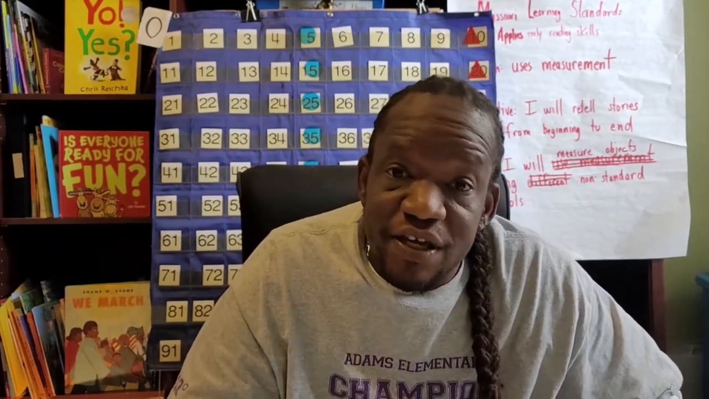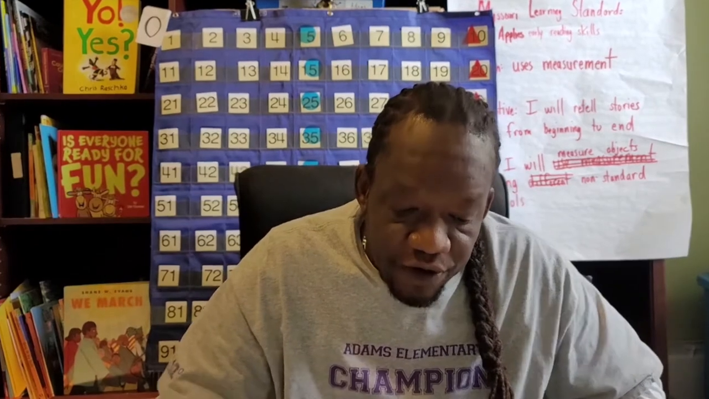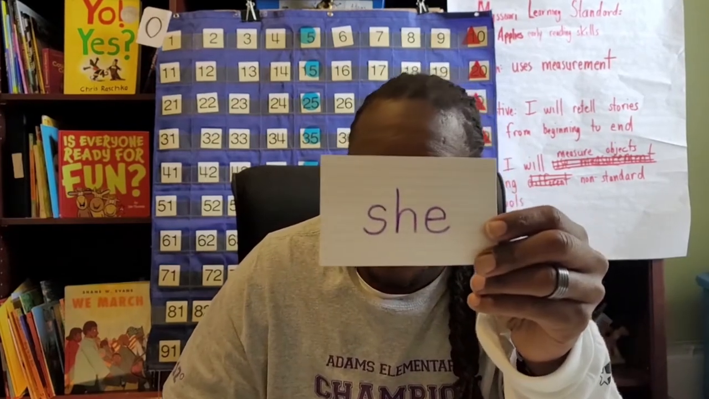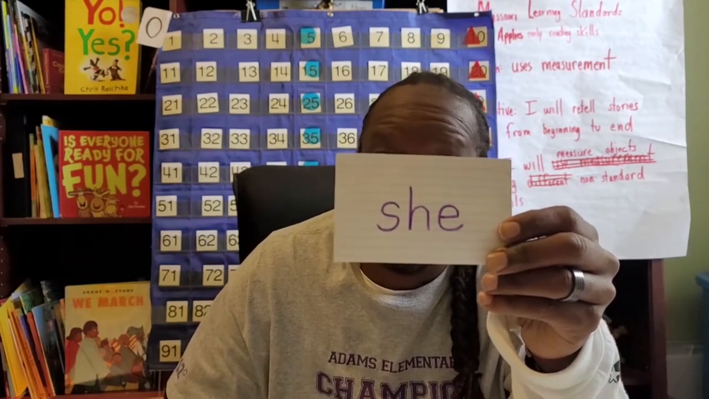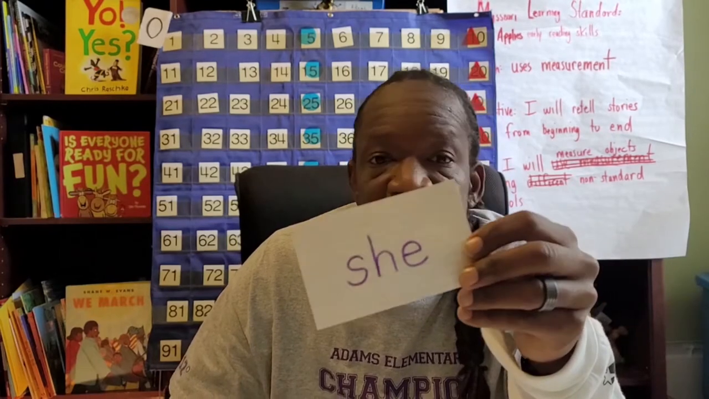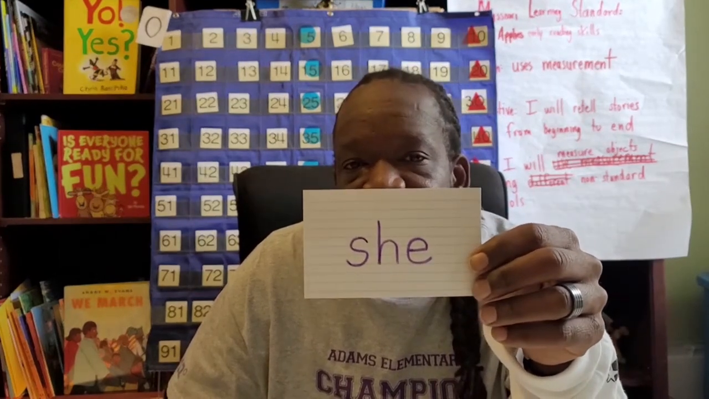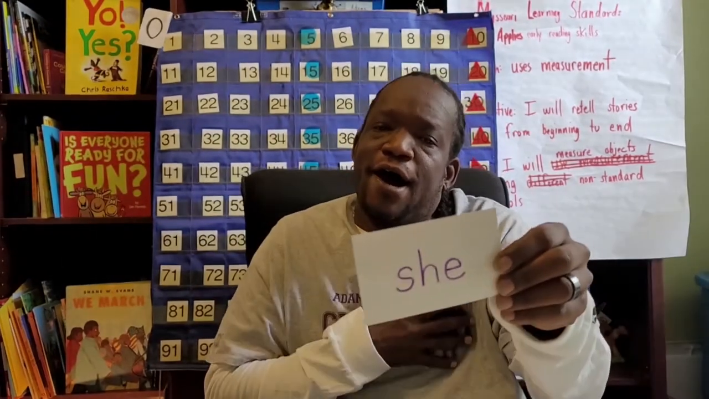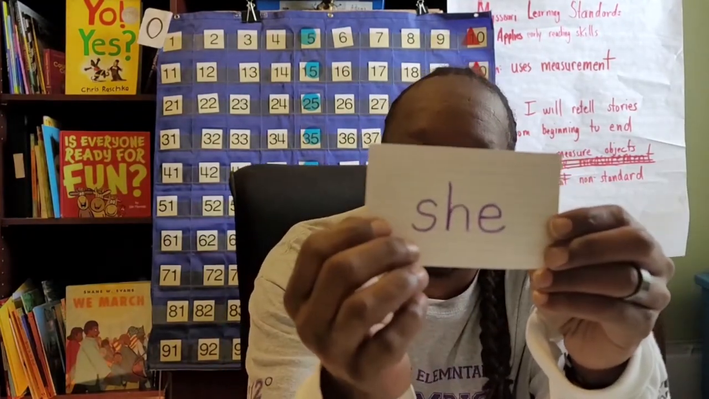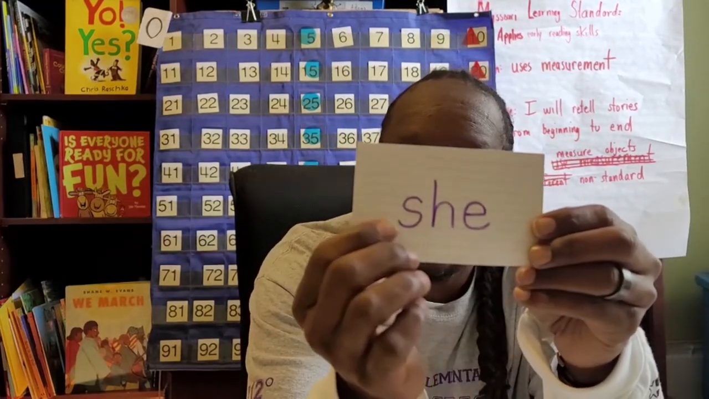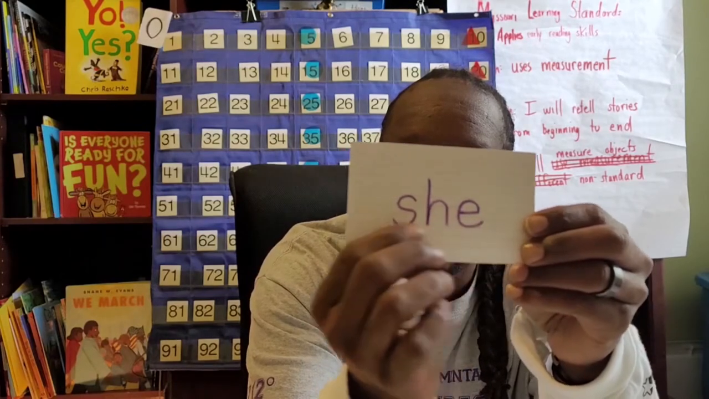All right. I'm glad you are still here listening to me. What we are going to do now is go over our sight words for the week, and we're going to use them in a sentence. And then we'll see where we are. So here we go. What word is this? She is watching Dr. Sanders on TV and laughing. Let's spell she. S-H-E. She.